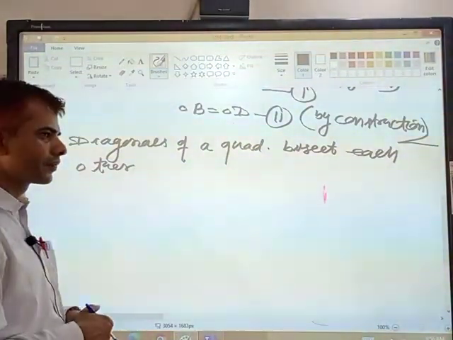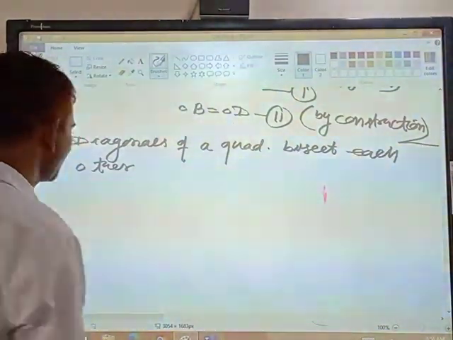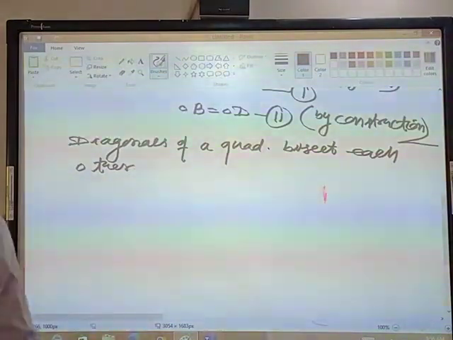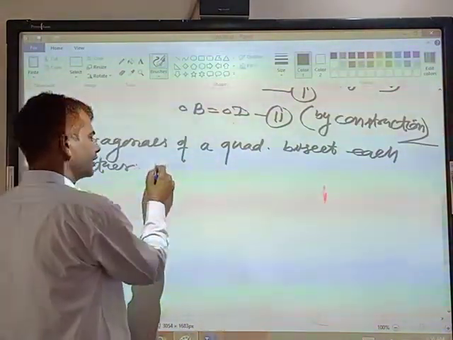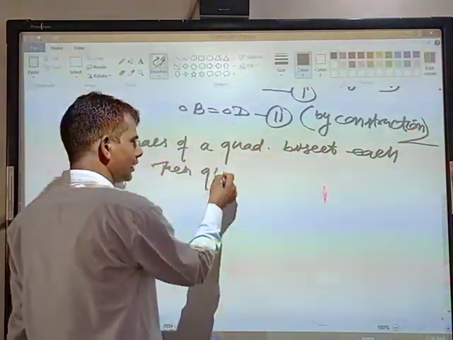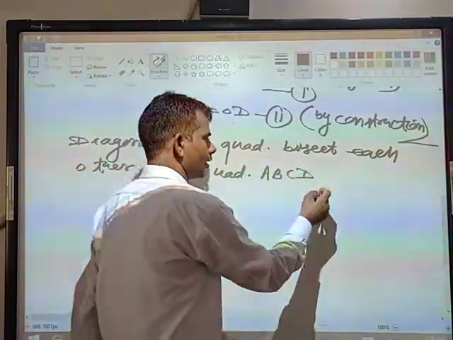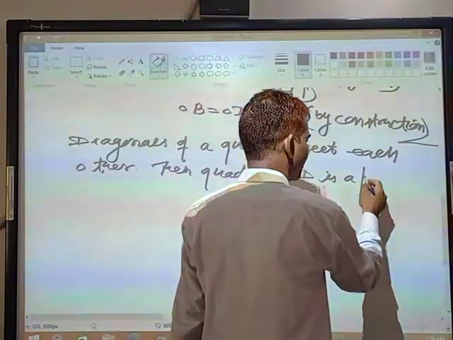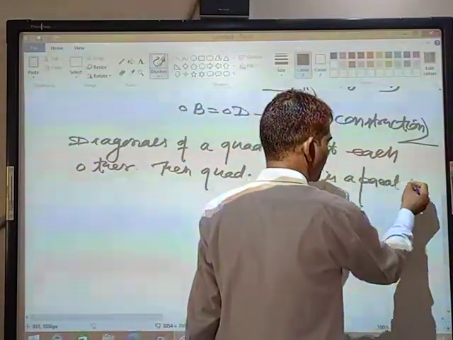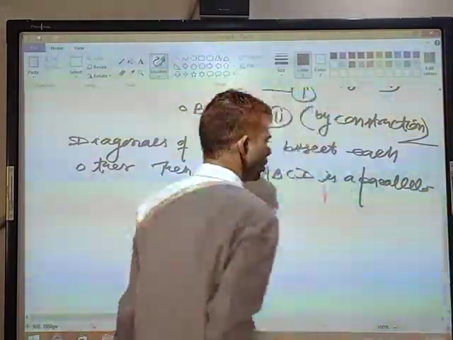Please tell me. Parallelogram. Yes. Then quadrilateral ABCD is a parallelogram.